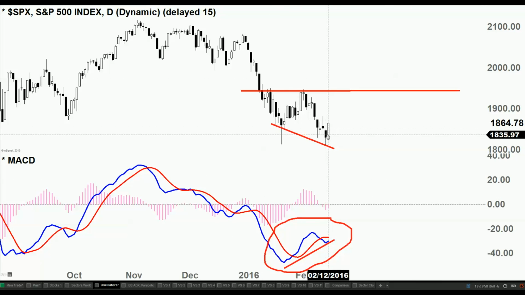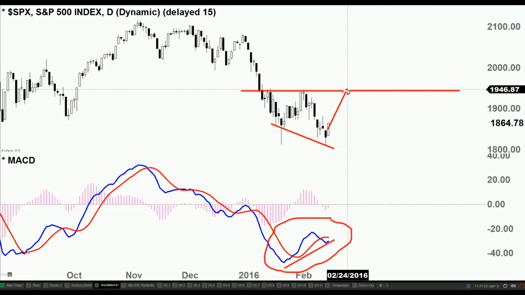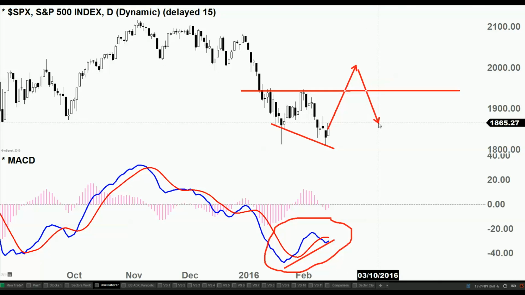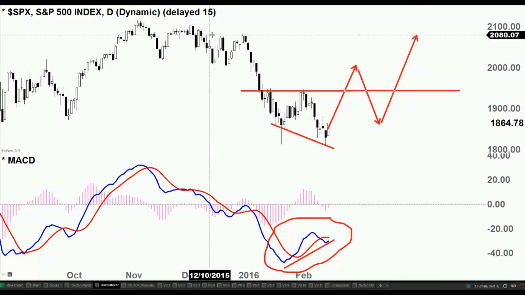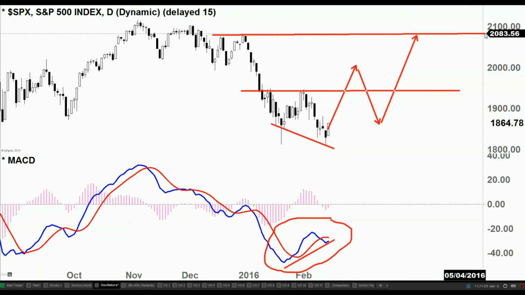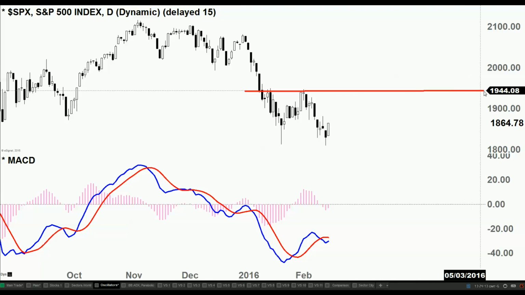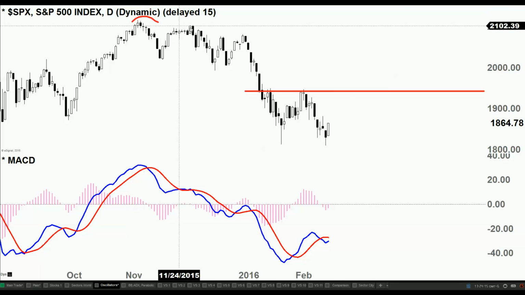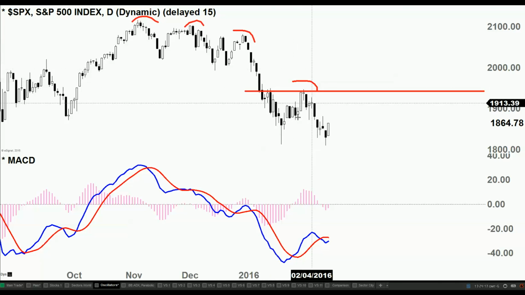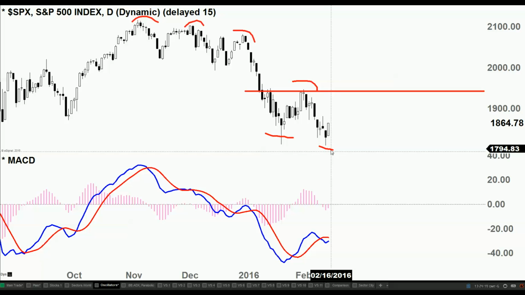But the price action still needs to do what? We still need to see either equal highs or a higher high for this to at least come back to about the 2080 level. But at least, because again, we are still in a lower high, lower low. What does that mean? We're still in this stage of downtrend because of lower highs.